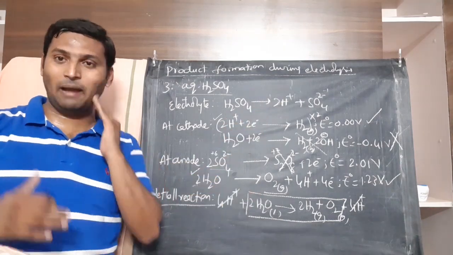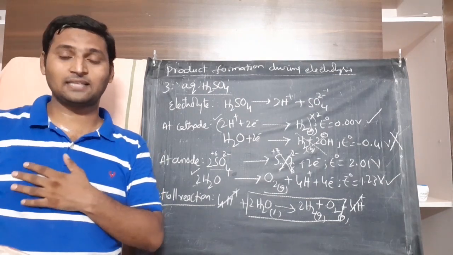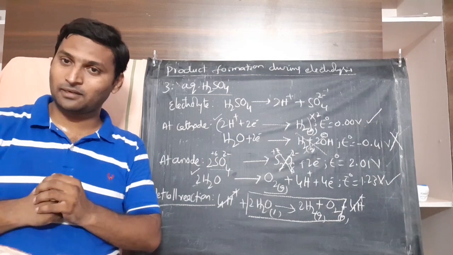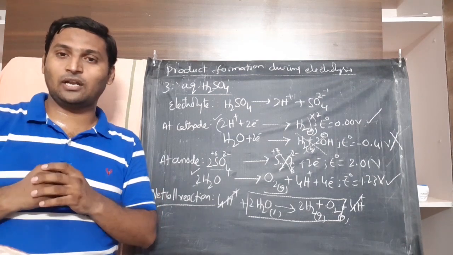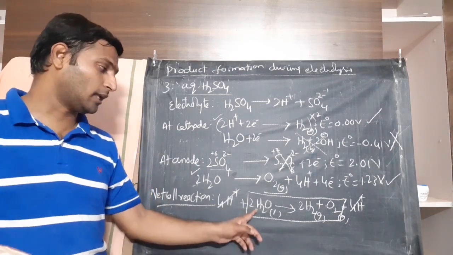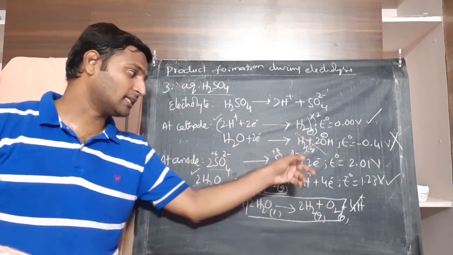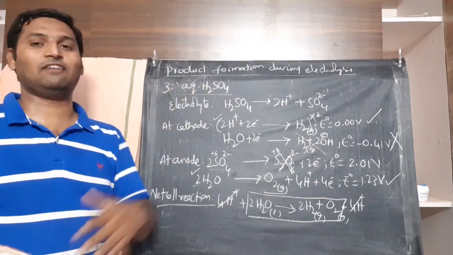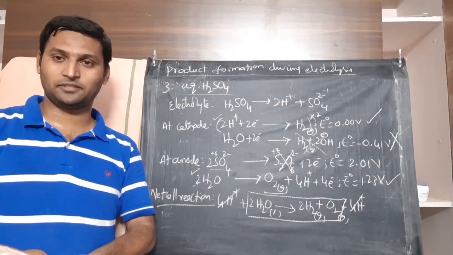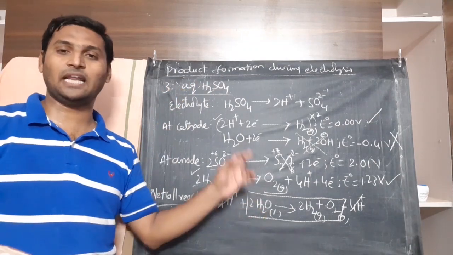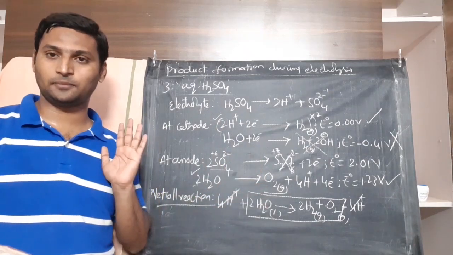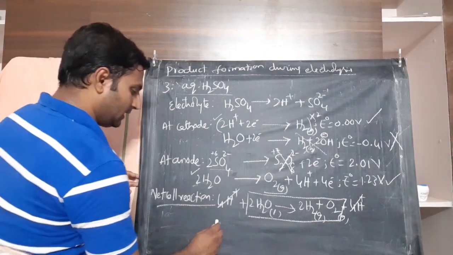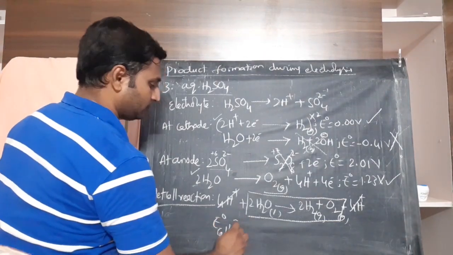Now, I'll take you back to school. Maybe in 7th or 8th class, you must have studied electrolysis of acidulated water. Remember? You must have studied that water produces hydrogen gas at cathode, oxygen gas at anode during electrolysis. Now, aqueous solution of sulfuric acid is nothing but acidulated water. So, indirectly, this is nothing but electrolysis of acidulated water. Is that clear?